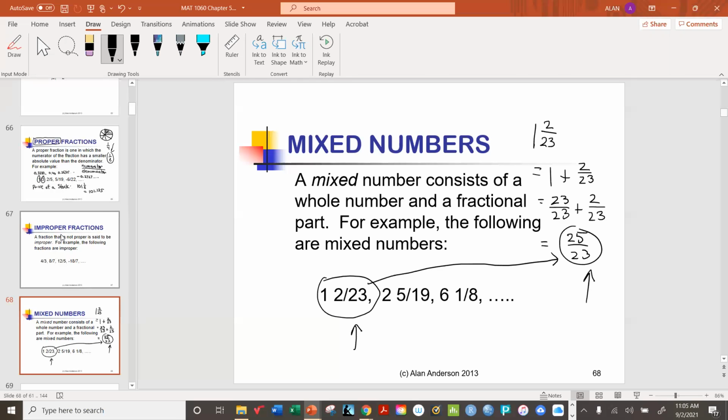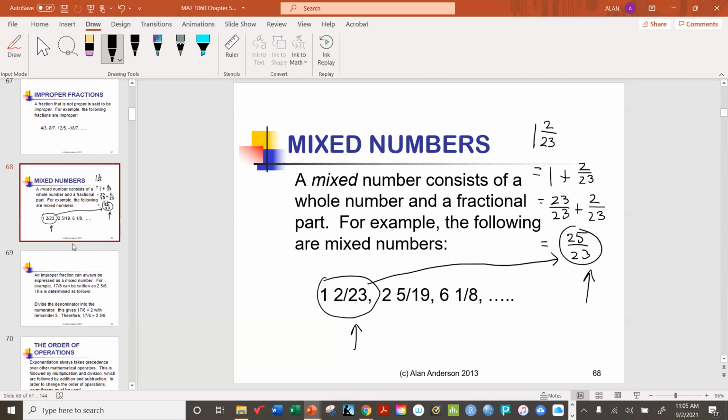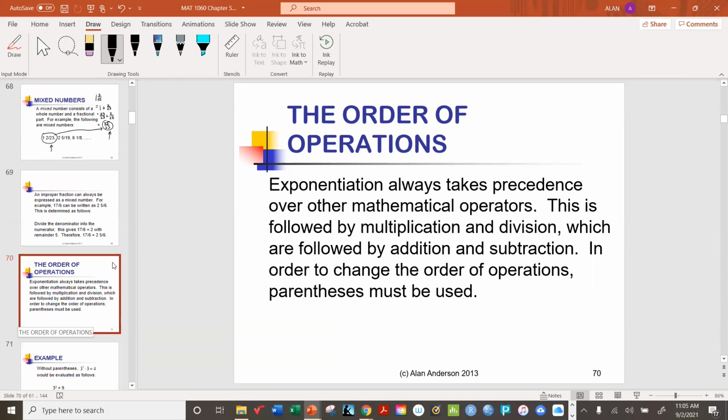All right, so those definitions are done. Now we're going to get to something that you know and love, the order of operations. Now, you may at some point have been taught this little mnemonic device. It's called, it might look familiar to you, PEMDAS. Does anyone know what those letters stand for?